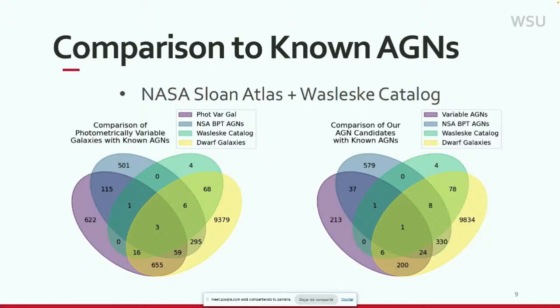and we only have one object. Funny enough, that is classified as AGN and dwarf in all of our sources. Just to be clear, on the left is our target list, our list of all galaxies that have at least one photometrically variable band. And then on the right is all galaxies that are photometrically variable in multiple bands, which is our list of AGN candidates. Next slide.